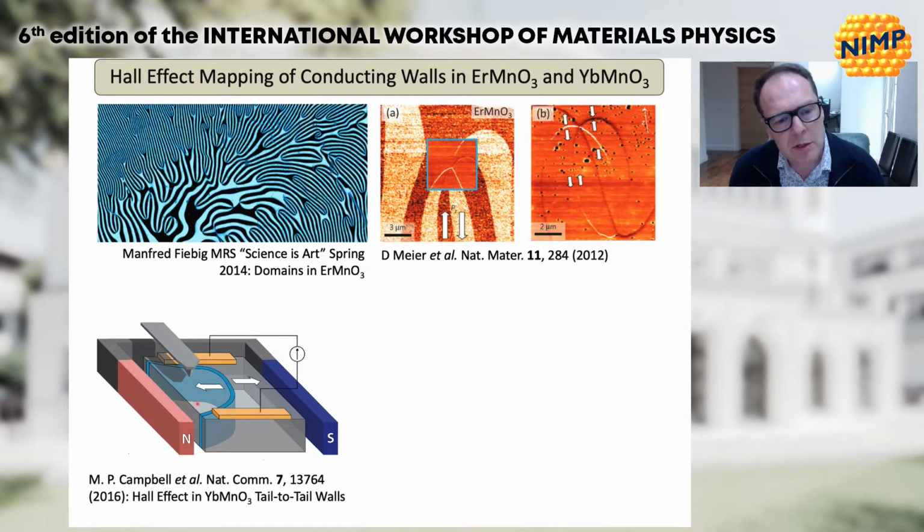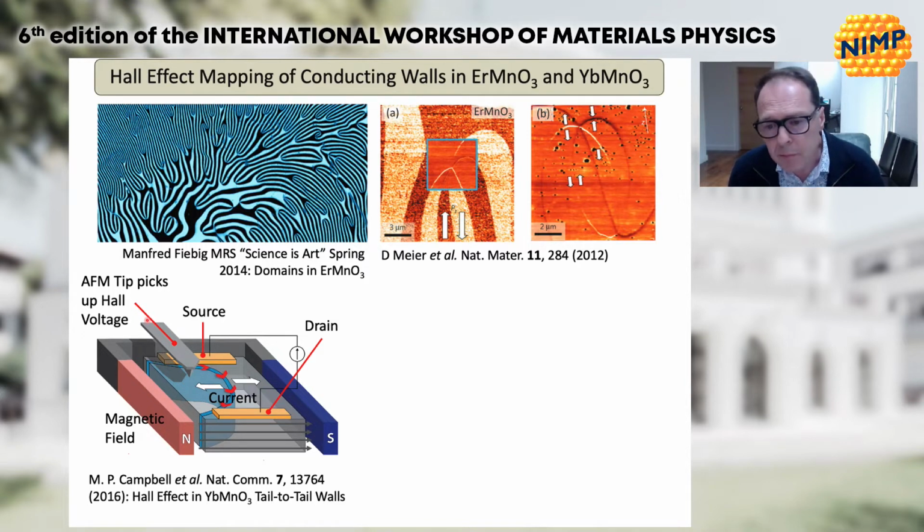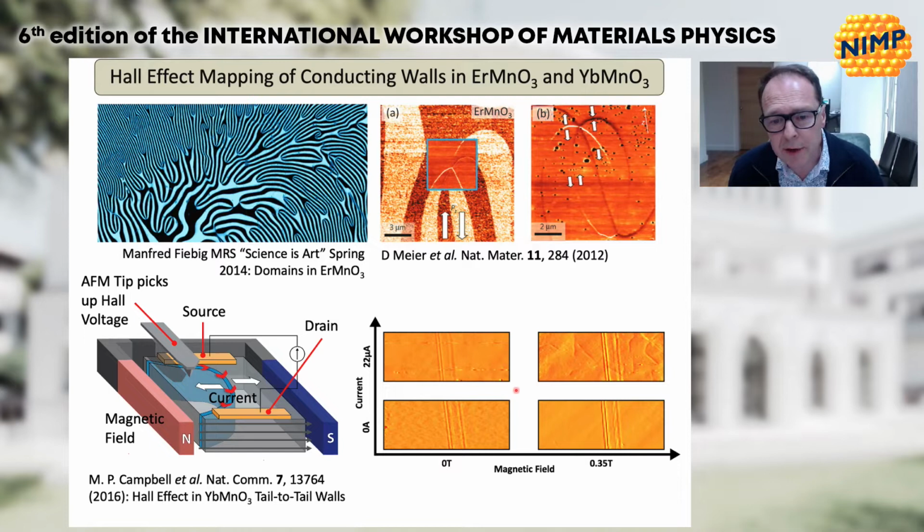What we did here was use the AFM to pick up the Hall voltage. We drove a current from source to drain along one of these conductive domain walls in the presence of a magnetic field. The geometry was roughly that, such that we could pick up the Hall voltage that we expected to be generated on the top surface through the AFM tip. Initially, that was done in a fairly experimentally poor manner, in the sense that we were trying to pick up a voltage, but actually the voltage came through in the topography signal.